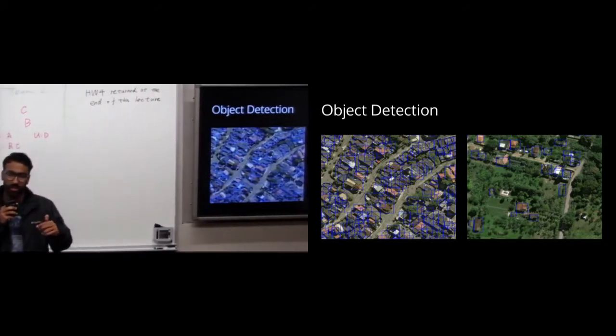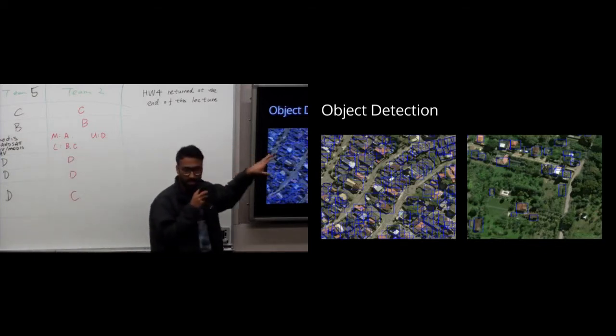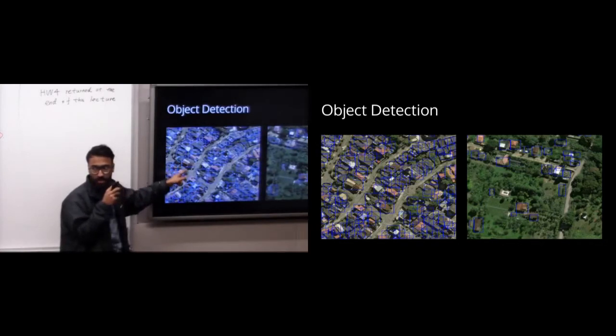From these bounding boxes, there are different algorithms which you can train. As I mentioned, like machine learning, you train on the given data set and then you can predict the bounding boxes from an image. So this is an output of an object detection, which is drawing a bounding box around each building.